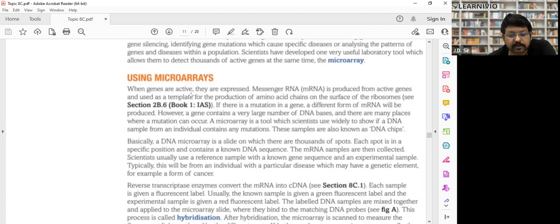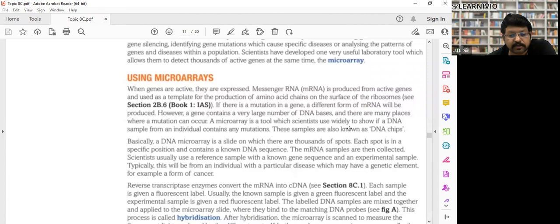Using a microarray, when genes are active, they express messenger RNA, mRNA. We know that transcription takes place in an active gene, and mRNA is produced from the active gene and used as a template for the production of an amino acid chain, meaning translation, on the surface of ribosomes. If there is a mutation in a gene, a different form of mRNA will be produced. However, a gene contains a very large number of DNA bases, and there are many places where a mutation can occur. A microarray is a tool which scientists use widely to show if a DNA sample from an individual contains any mutation. These samples are known as DNA chips.